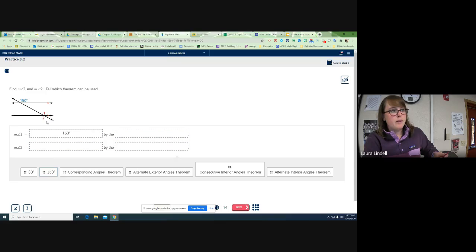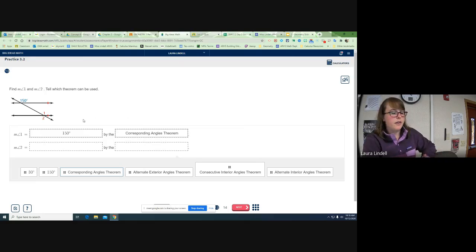150 as well, because angle 1 and that 150-degree angle there are corresponding angles because they're both in that same spot within their group of angles. So actually, since we already kind of talked about it, all you would have to do for this part is grab the angle relationship. So corresponding angles, and we would stick that there.